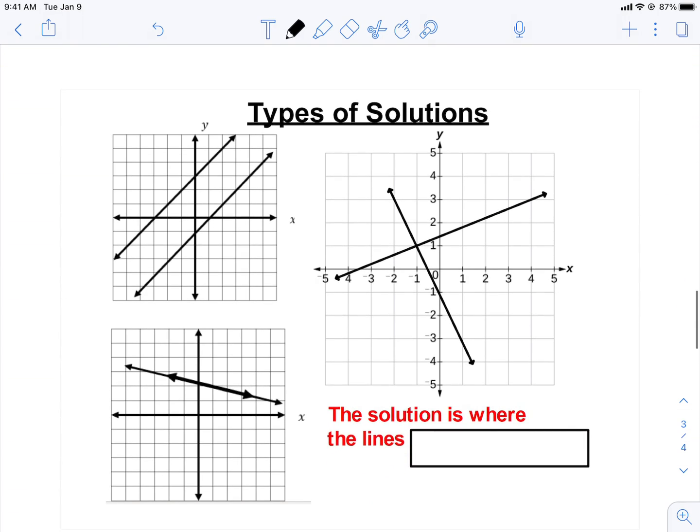Now we have some different types of solutions. Looking at this first graph, think to yourself, what do you think is happening? If the two lines are parallel, that means they never intersect. If they never intersect, that means there is no solution, because they are parallel lines.